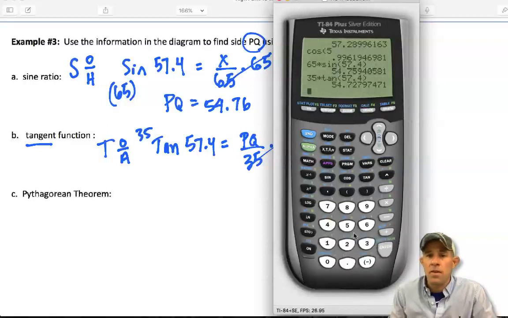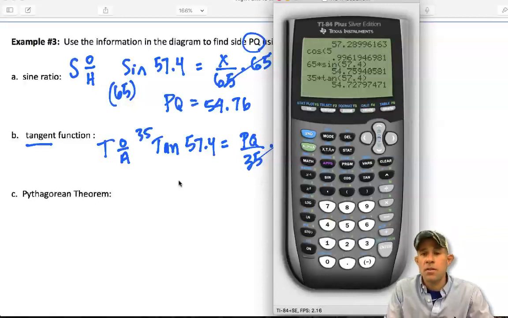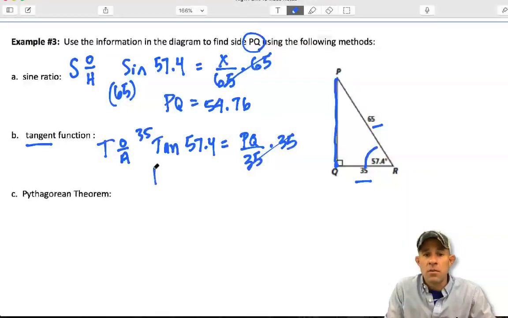And that's going to give us now, again, it should be very, very close. There might be a little bit of error in there just based off the rounding. But you see that we get PQ is equal to 54.73.